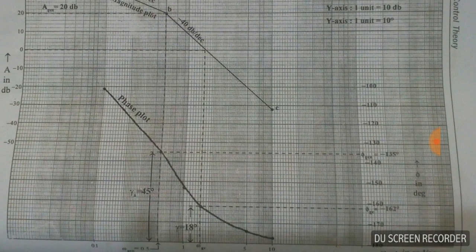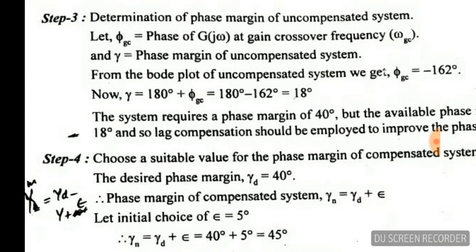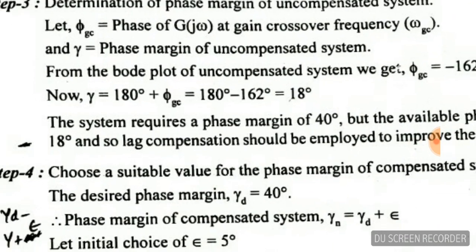Now, what is phi gc? What is this term we got here? They said that phi gc is the phase of G(j omega) at gain crossover frequency.